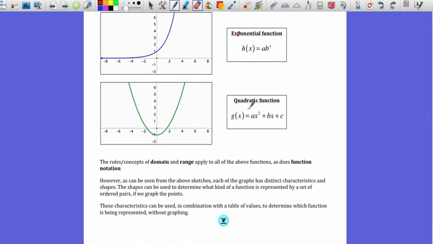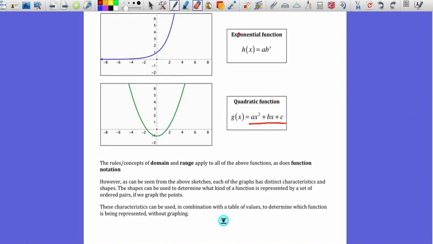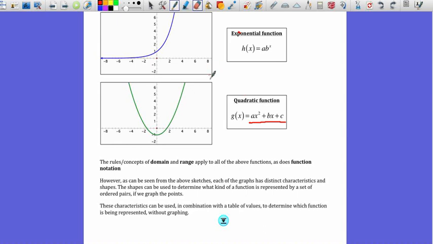And then lastly is our quadratic function, which we've spent the last few weeks working on. Y equals, or g of x equals, ax squared plus bx plus c, which is the standard form of the equation of a quadratic function. And we're going to be looking at these three graphs, or looking at tables of values of points, to determine which of the three graphs it is.